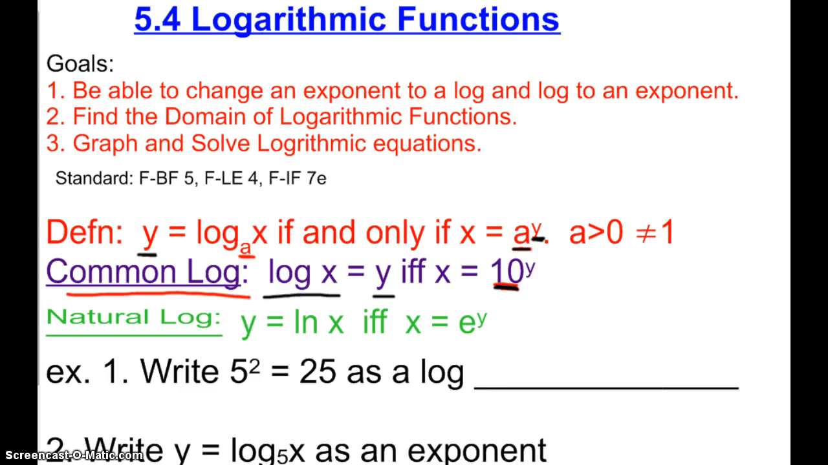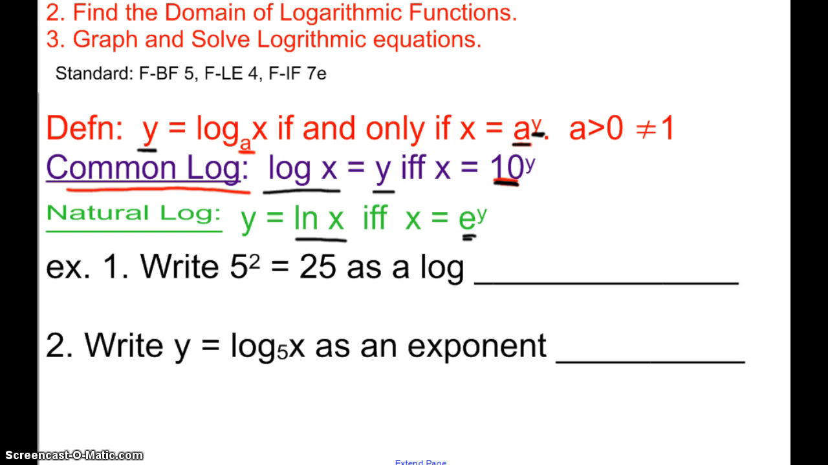Our second one, we talked about our natural base yesterday, is the natural log, and the natural log is a log base e. So when we read this, we would say natural log of x, or we could read it as log base e of x, since the base is the natural base e.